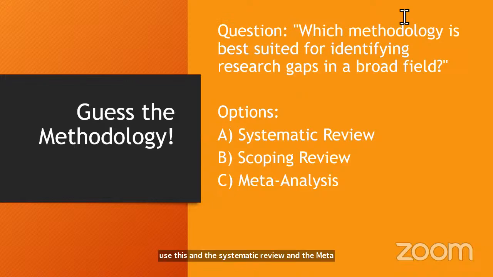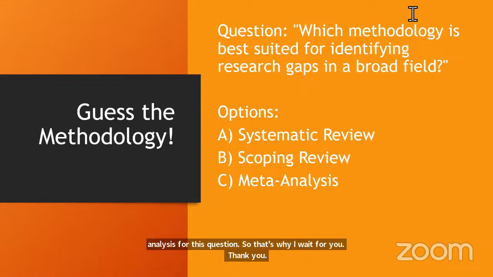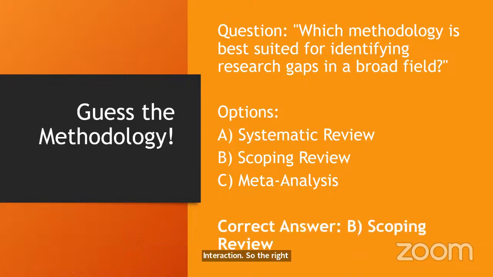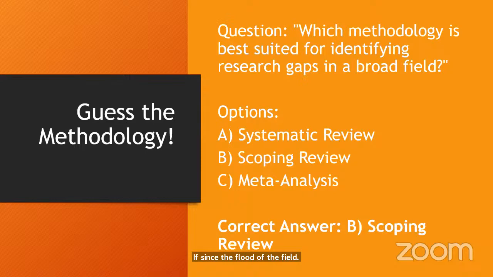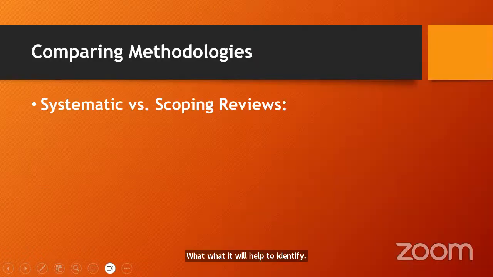Thank you. Okay, so thank you everyone for the interaction. So the right answer is the scoping review. Since we are identifying the research gap in a broad field, which you don't have any idea about, you go for the scoping review, since it says how broad the field is. It will help to identify the research gap. So it is the scoping review.